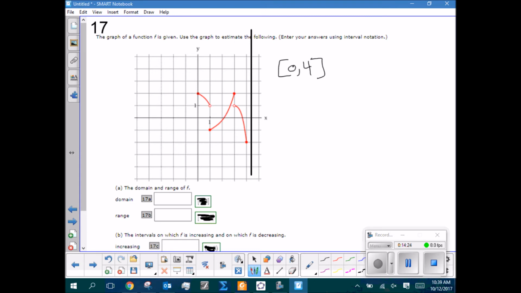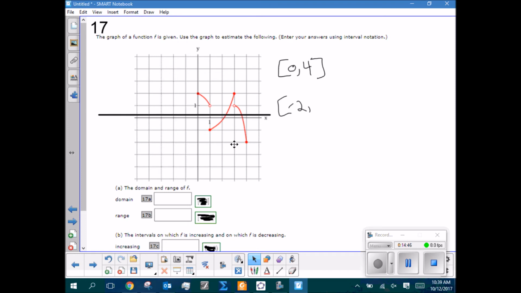Okay, so now we're going to do the horizontal one. So my smallest y value I come across right there, we intersect right here, would be -2. And now I'm going to move this line up, still intersect twice, but that's okay.